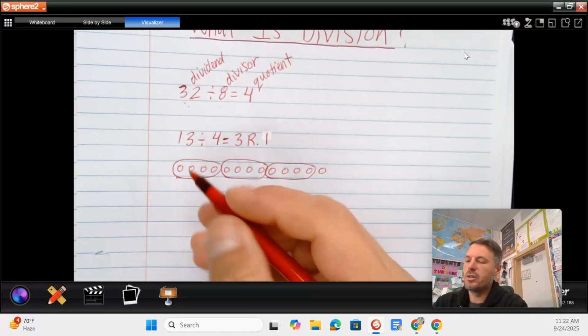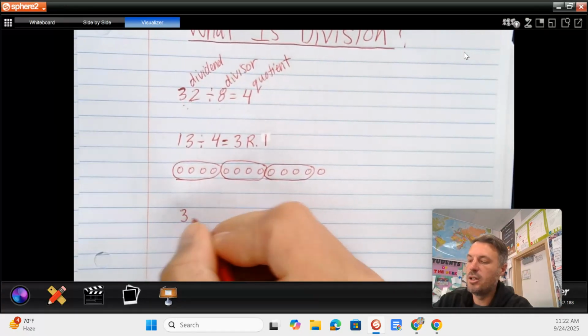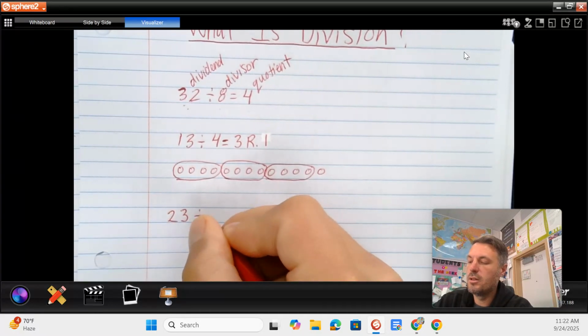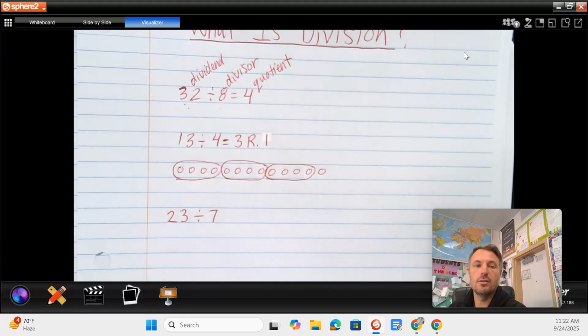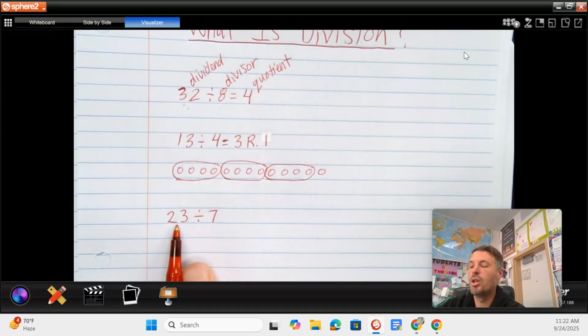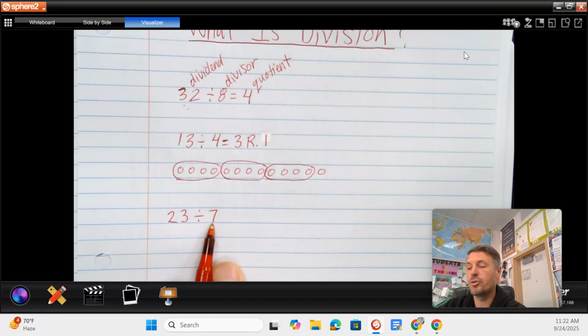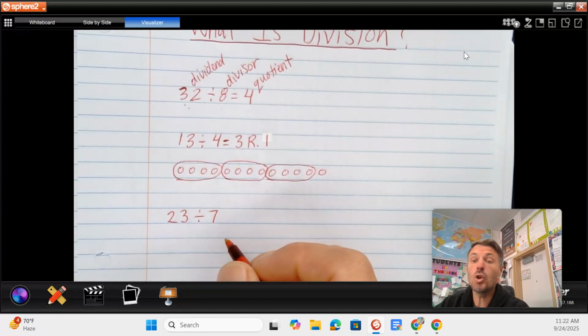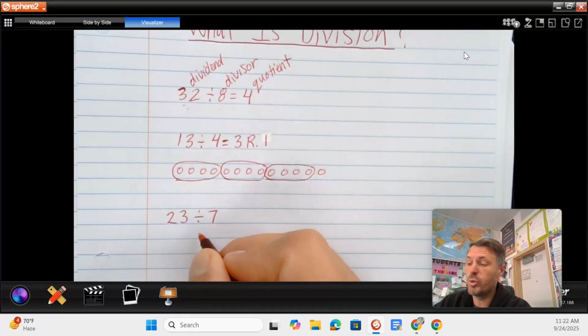Okay, let's do another example. Let's say we had 23 divided by 7. So what does this mean? First of all, remember that 23 is the dividend, 7 is the divisor. So we're dividing 23 or separating 23 into equal groups of 7. So let's say it's cookies. Let's draw those 23 cookies.